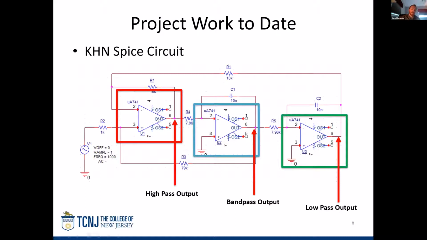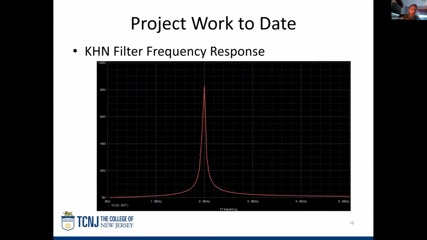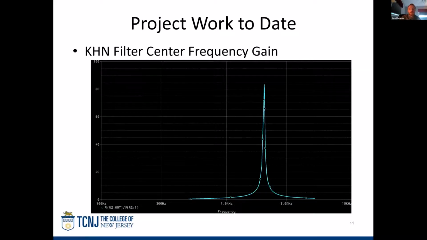And you see I have obviously red square, blue square, green square, and that's all the outputs that you can have with the result of one input signal. Here we have the filter transient response, which shows the bandpass filtering application with the green single input. Then we have the filter frequency response, which shows it's centered over 2 kilohertz. And then I also have shown the center frequency gain, which is showing about 80 with, again, over 2 kilohertz. And so this is just laying the groundwork to show that the KHN filter works as is, pre-switch capacitor.